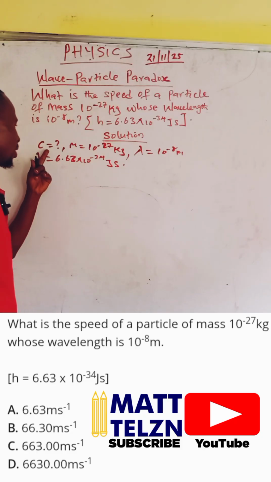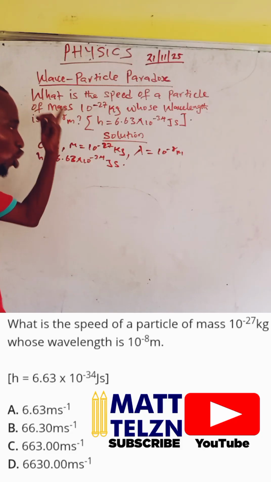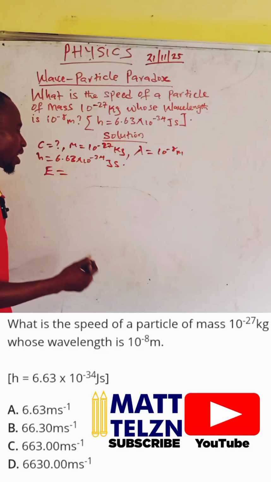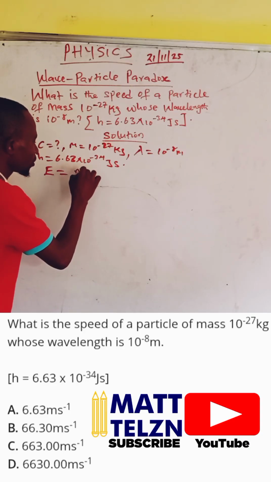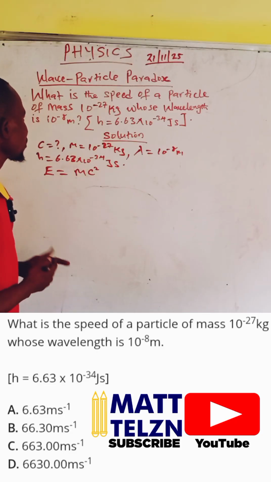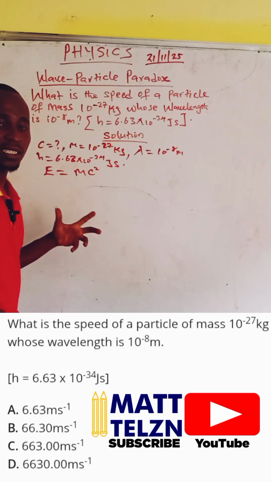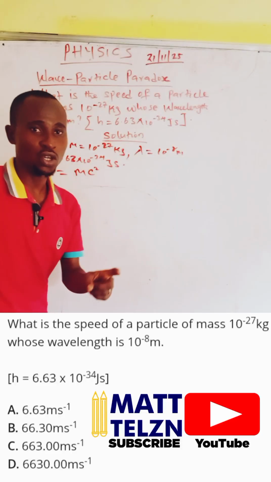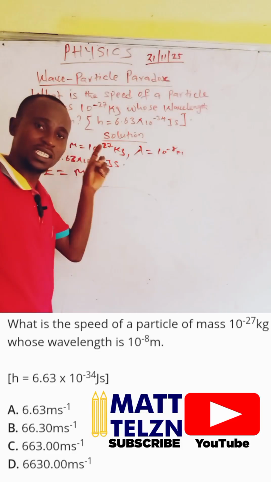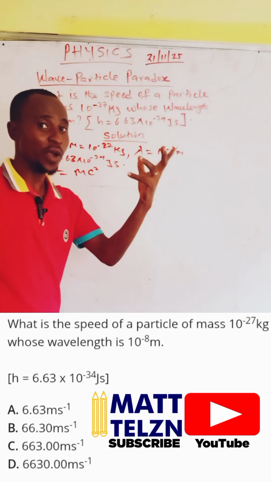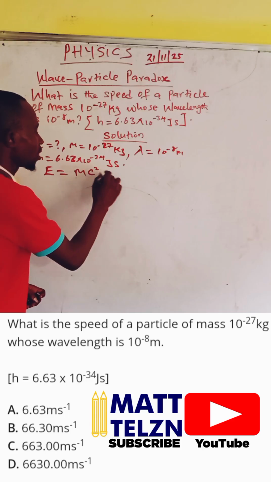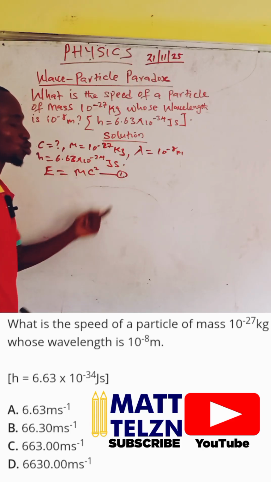Before we can find our speed, we should recall that energy of a photon, right, is equal to change in mass, or mass times c square, right? Why? Because it has been considered that the photon has two nature, right? The particle nature and the wave nature, right? Good. So we should know this famous equation. Let's call it equation 1.